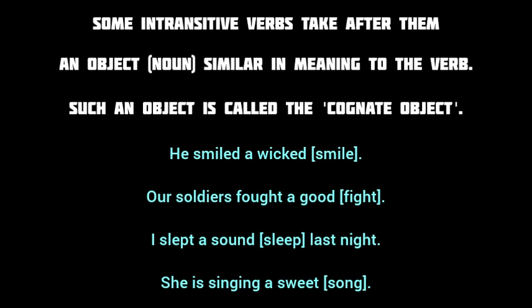A cognate object is always a noun. For example, in the sentence, he smiled a wicked smile, smiled is an intransitive verb, but its object smile is a noun quite similar or identical to the verb smiled itself. Hence, it's a cognate object of the verb smiled. Similarly, in the second sentence, fight is the cognate object of the verb fought, and in the third sentence, sleep is the cognate object of the verb slept, while in the last sentence, the verb singing has the cognate object song.